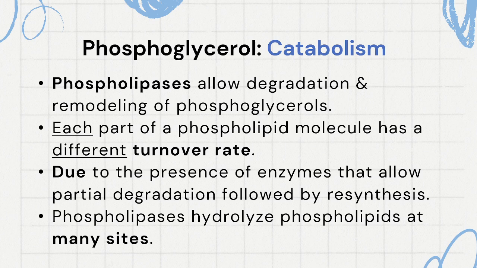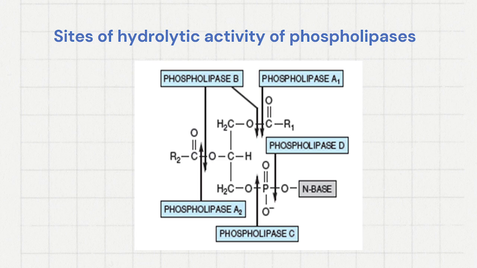And of course, phospholipases hydrolyze phospholipids at many sites. For example, in this structure here, we have phospholipase A1 acts here. It releases a fatty acid from position 1. Phospholipase A2 acts here and releases this fatty acid from position 2. Phospholipase B can act at either side. Phospholipase C acts here, while phospholipase D acts here.